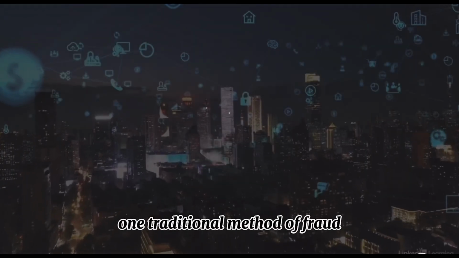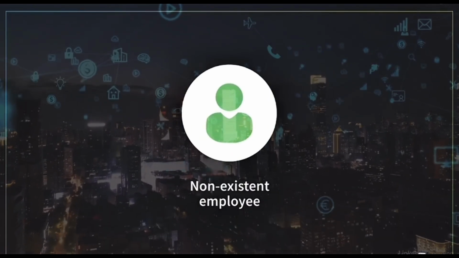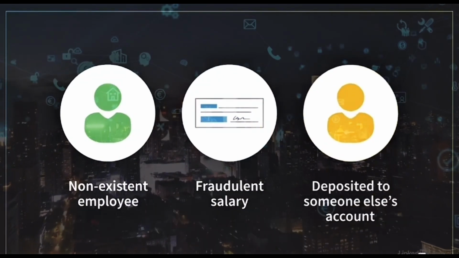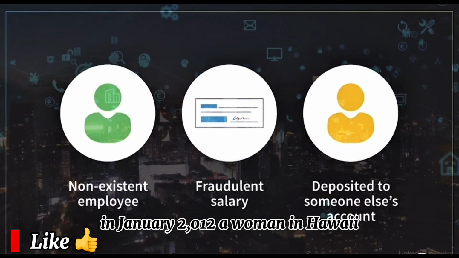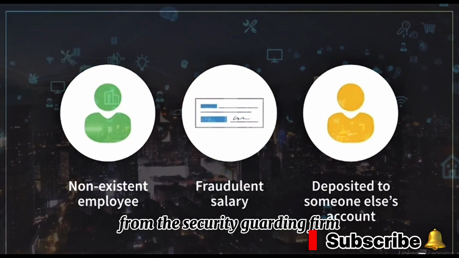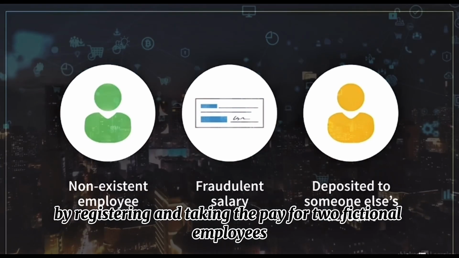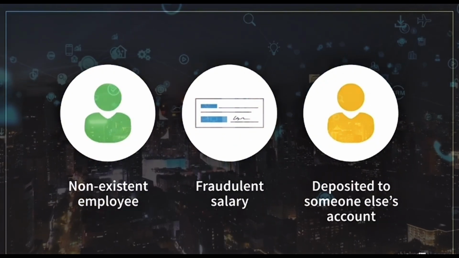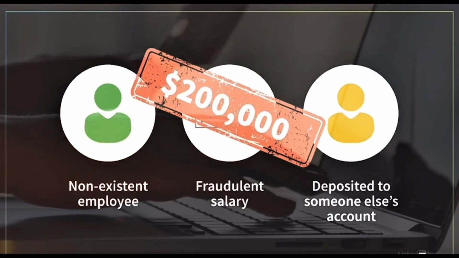One traditional method of fraud is to have non-existent employees on the payroll, with pay being drawn and put into someone else's account. In January 2012, a woman in Hawaii was indicted for allegedly attempting to embezzle money from the security guarding firm for which she worked, by registering and taking the pay for two fictional employees. The scam would net her more than $200,000.